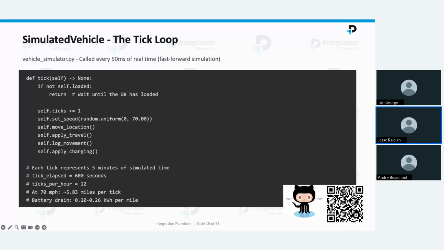Using basic Python, we pick a random speed between 0 and 70 miles per hour, and from there, we generate new positions and battery states. Each loop we call the apply charging method, which simply returns immediately if the vehicle speed is greater than 0 and the battery has adequate charge. If the speed is 0, it's treated as a parked vehicle, and the apply charging method kicks in to simulate a charging session when the battery level falls below a threshold. This loop runs very quickly, and each iteration advances the simulation clock by 5 simulated minutes, so we can generate hours of activity in seconds.